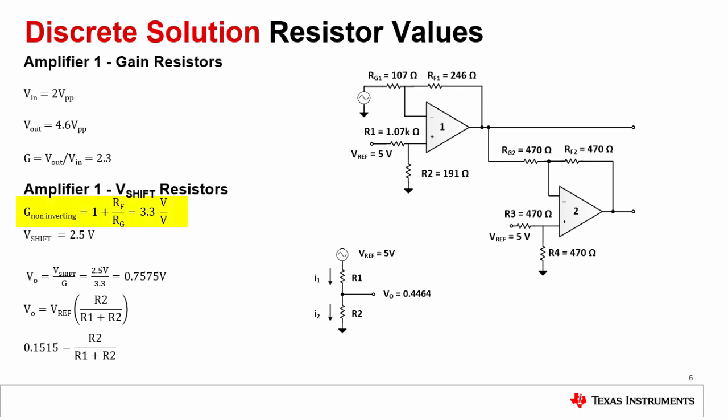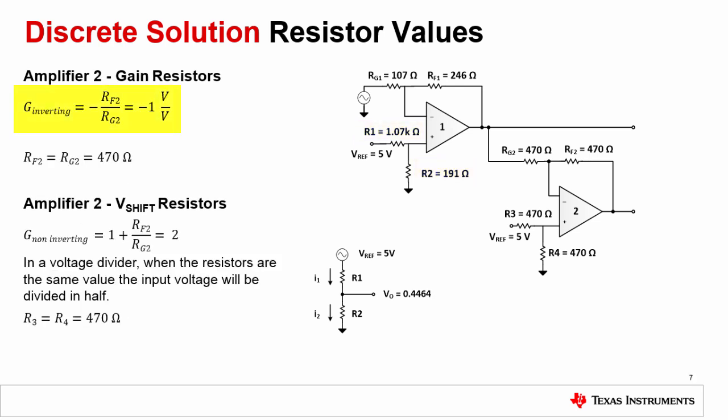At the non-inverting input, the gain is seen as non-inverting and is 3.3 volts per volt. To shift our output by 2.5 volts, we need to add a voltage divider at the non-inverting side of the amplifier to output 0.7575 volts, because 0.7575 multiplied by the gain of 3.3 will give us an output voltage value of 2.5. We see that the best resistor combination is 191 ohms and 1070 ohms.